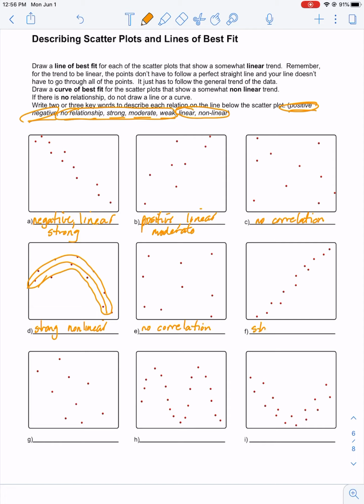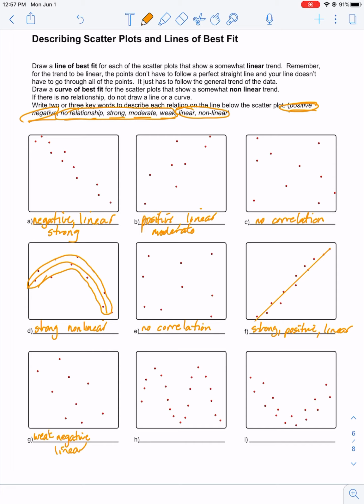This is strong, positive, linear. That should be a straight line. I'm so bad at drawing straight lines. Let's see if I can draw one here. Okay, I'll have to work. All right, I'm going to say weak, negative, linear.